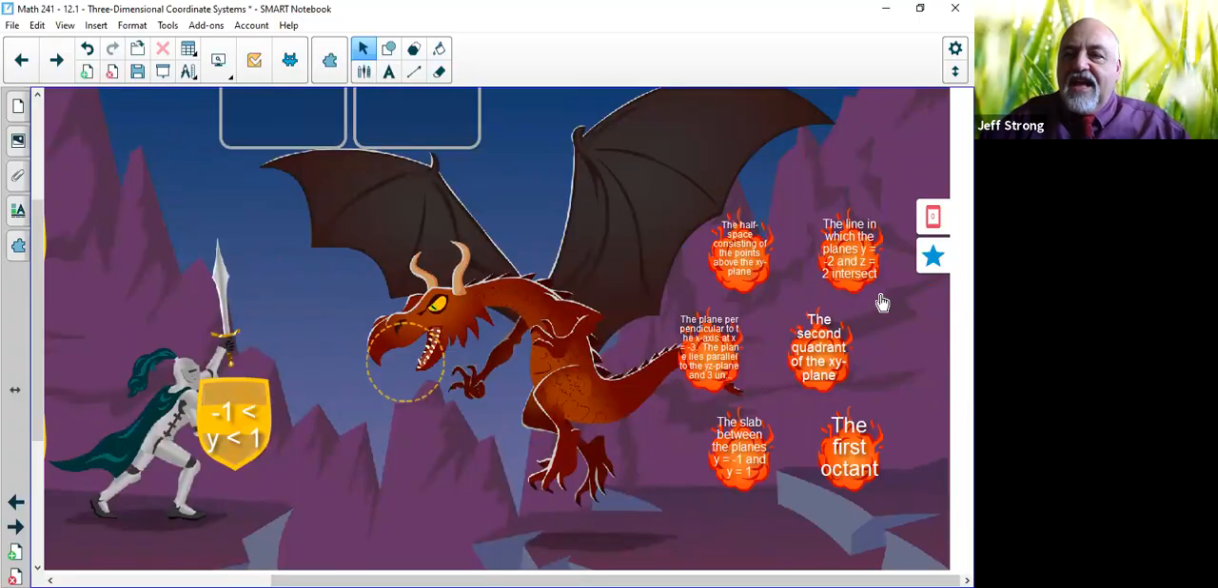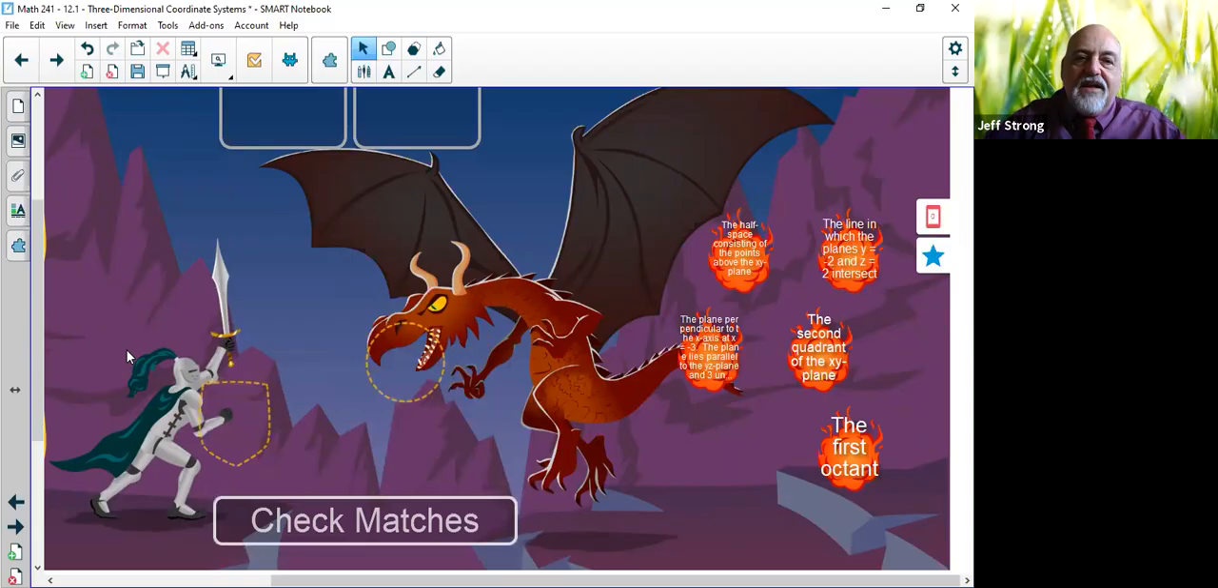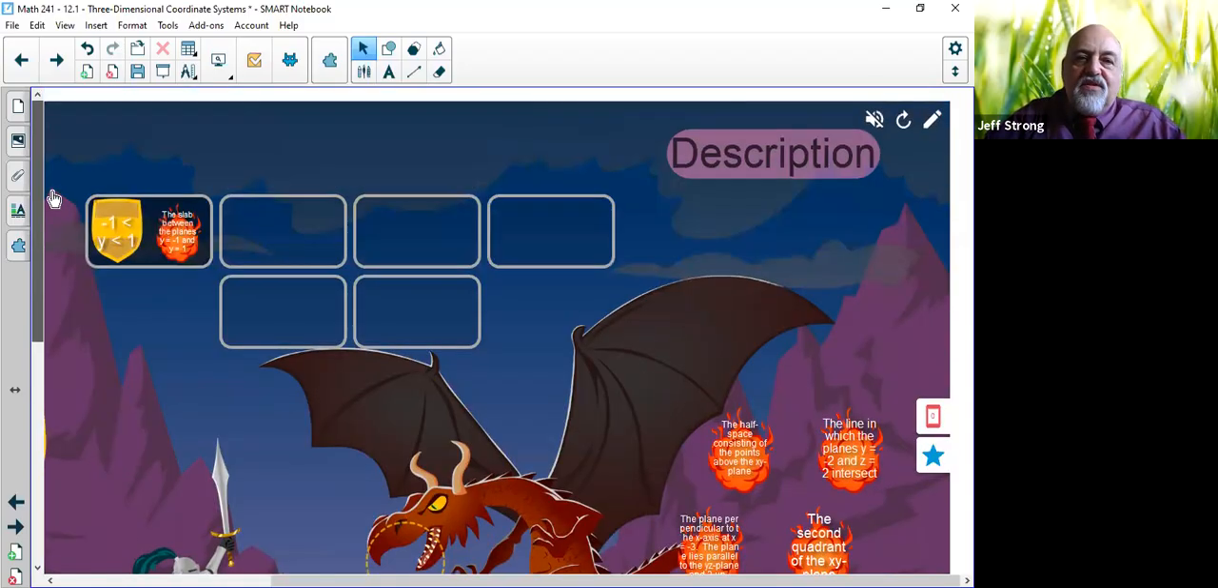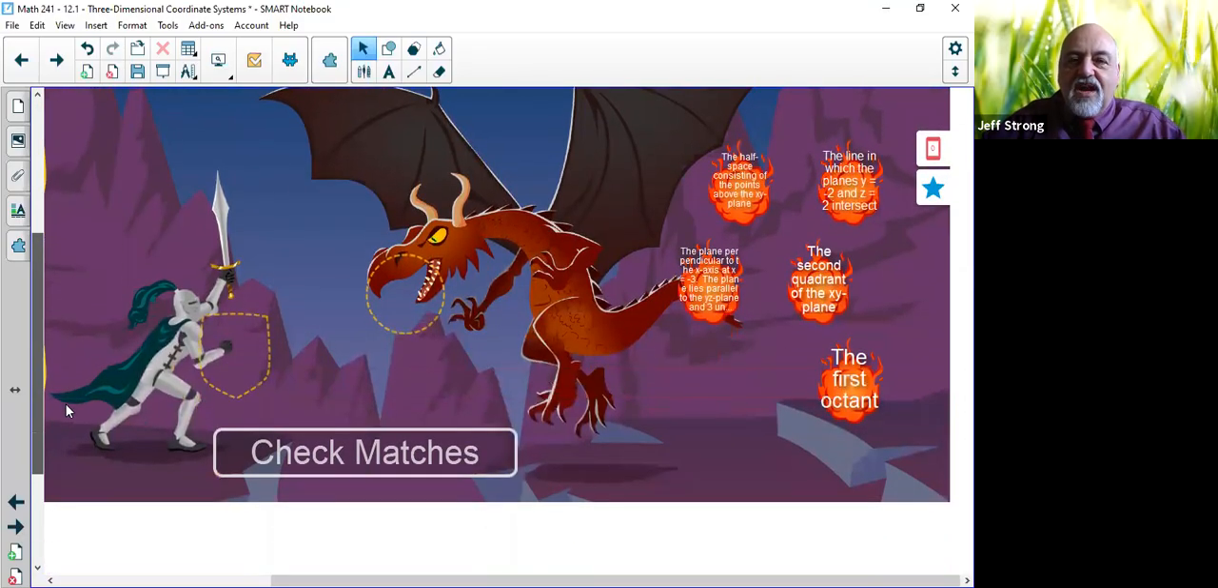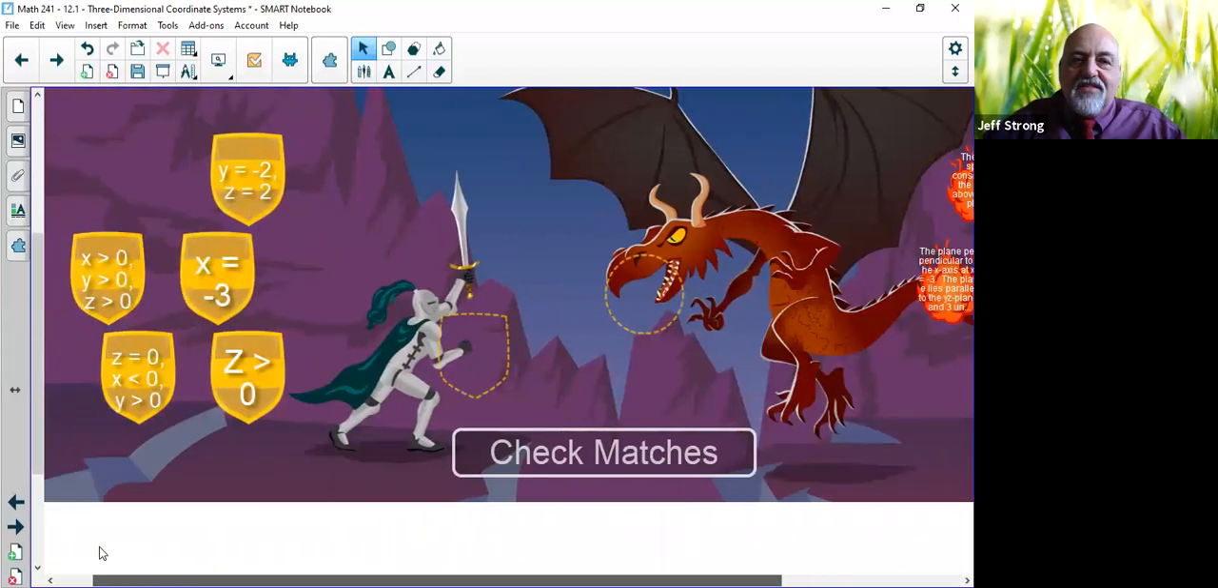All right, so then we're going to look at which of these it would match. The half-space consisting of the points above the XY plane? Well, no, we want the ones between -1 and 1. Okay, the slab between the planes y = 1 and y = -1. So let's try that. We put that together as a match. What we do is check them at the end and see if they work. Okay, let's try the next one.